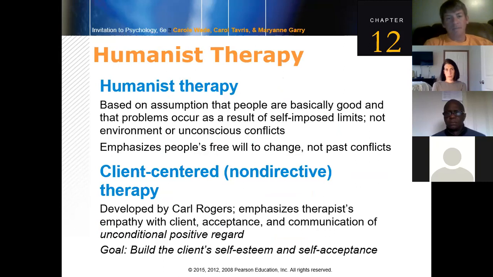Humanist therapy. Humanist therapy is based on the assumption that people are basically good and that problems occur as a result of self-imposed limits, not environmental or unconscious conflicts. It emphasizes people's free will to change and not their past conflicts, right? Controlling them, ruling their lives.